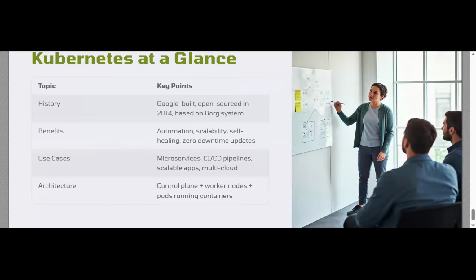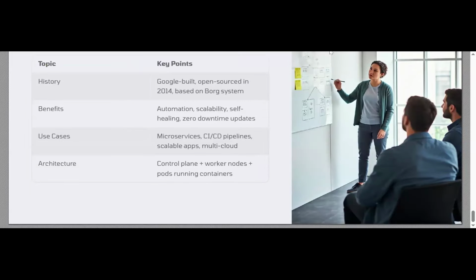So what are the topics we have discussed? First, we discussed the history: Google built it and open sourced it in 2014, based on the Borg system. Benefits: automation, scalability, self-healing, zero downtime updates, microservices, CI/CD pipelines, scalable apps, multi-cloud. And the architecture: control plane plus worker nodes plus pods running containers. All these things we discussed in this slide.